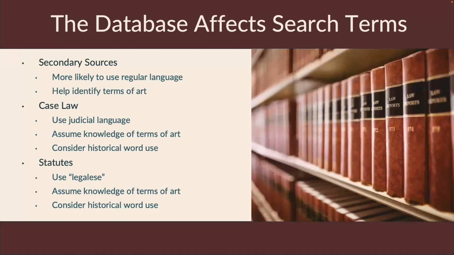Most secondary sources don't assume that you already know the terms of art, the words or expressions used by practitioners in a given area, though they do introduce you to them. Cases and statutes, on the other hand, assume at least a basic level of subject matter knowledge. Searching in a case law or statutory code database without including relevant terms of art in your search term, for example, will likely lead to incomplete or inaccurate search results.